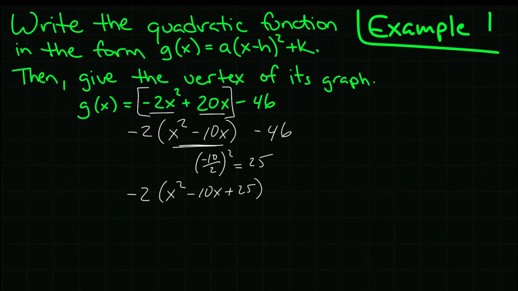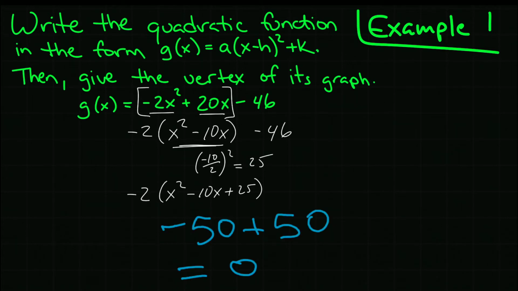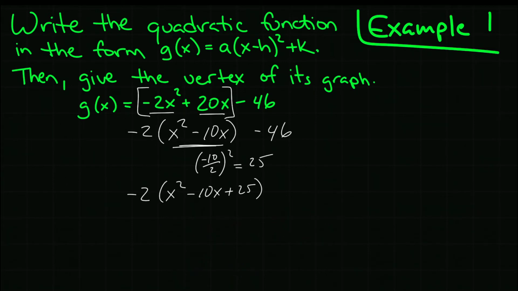How do we do that? By adding a positive 50 as well, because a negative 50 plus a positive 50 equals 0. So I've really added nothing. So I have my negative 46 over here, and then I'm going to add 50.